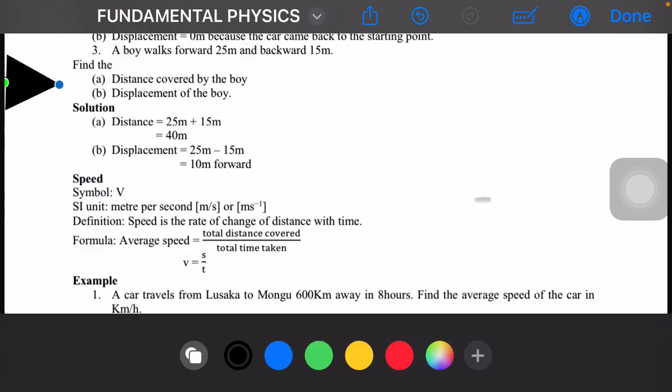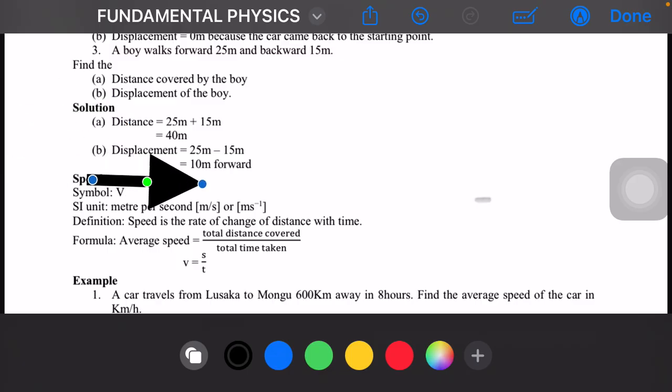An example: a boy walks forward 25 meters and backward 15 meters. Like I said, you need to understand displacement in the form of a number line. So find the distance covered by the boy. For distance, you just add. There's no need to put it on the number line. You just add, then you get 40. That's the distance the boy walked.